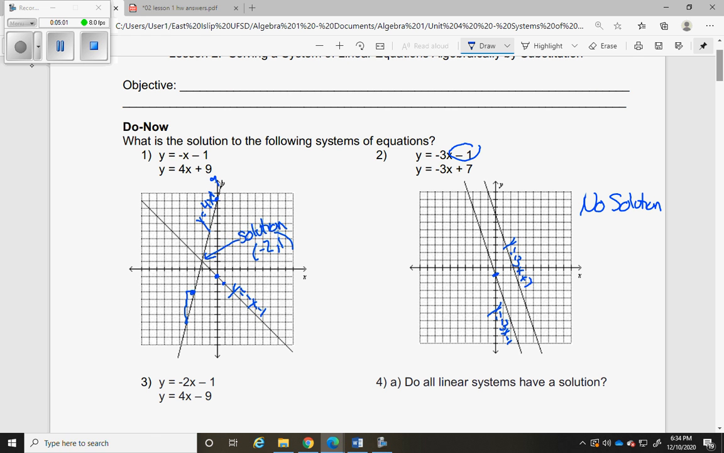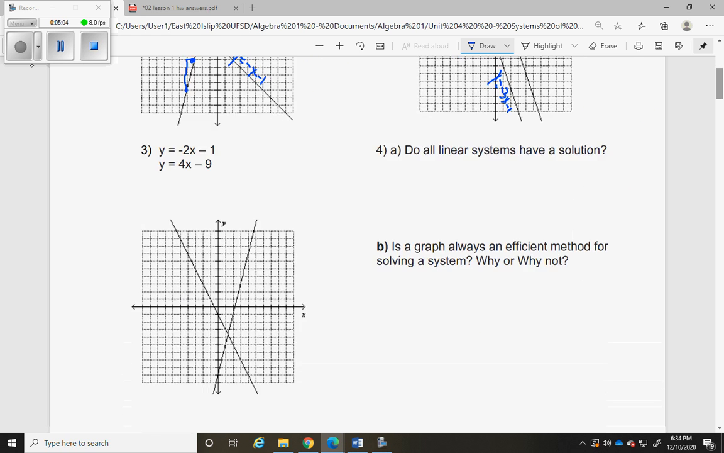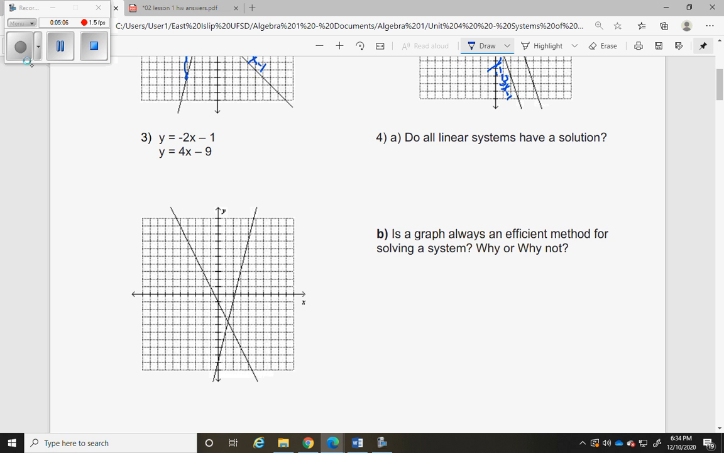And then number 3, we can see that there's a solution. It is right there.